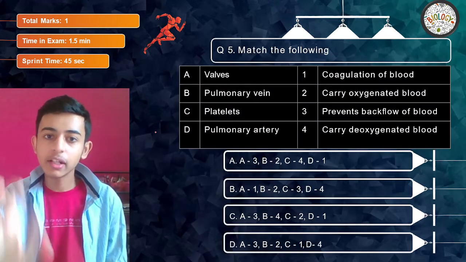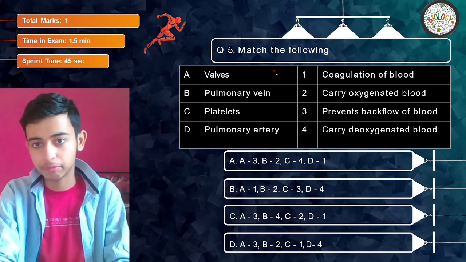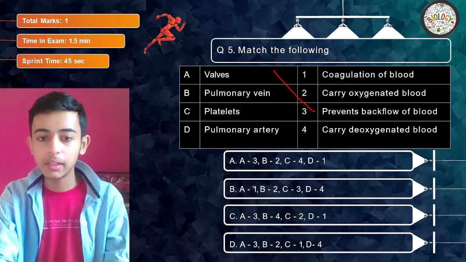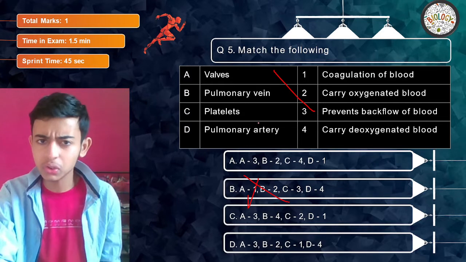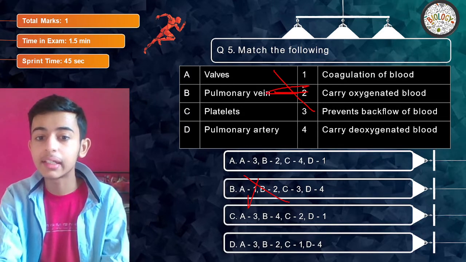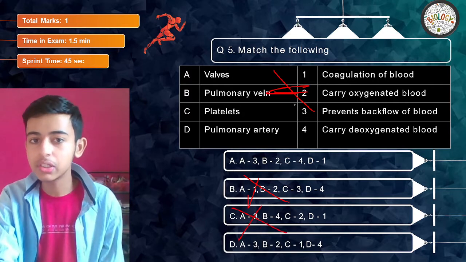Match the following. Can't we do that? What are valves? Valves prevent backflow of blood. So A is 3. Clear? In this way, B gets eliminated because here they are saying A is 1, which is wrong. Pulmonary vein carries oxygenated blood. So in this way, C gets eliminated.